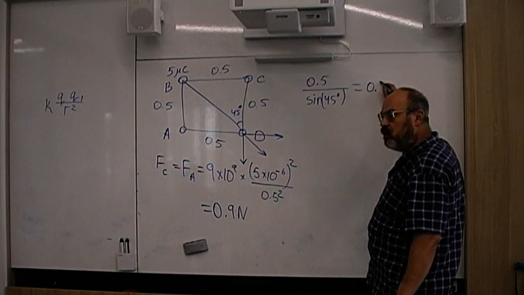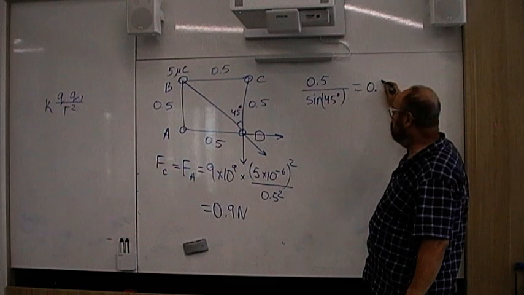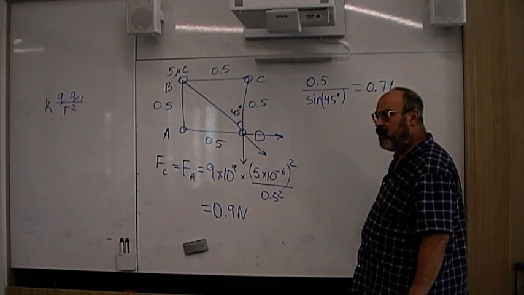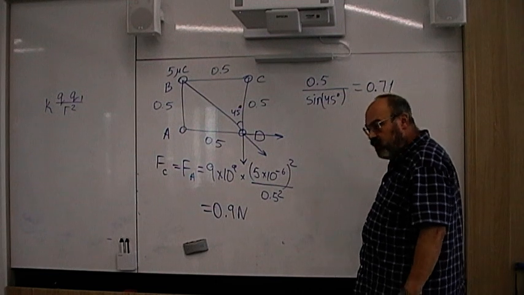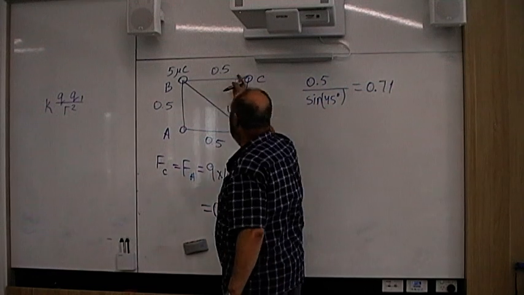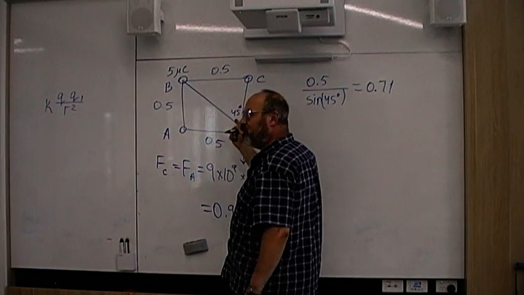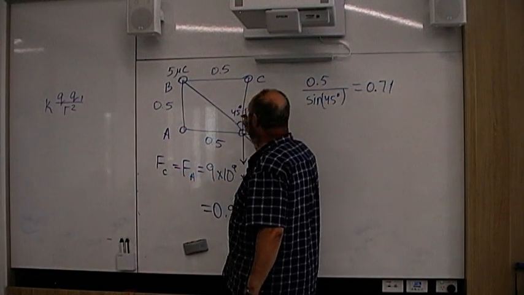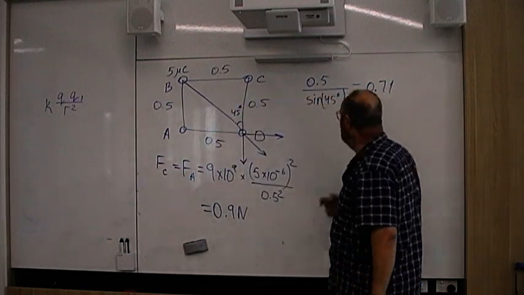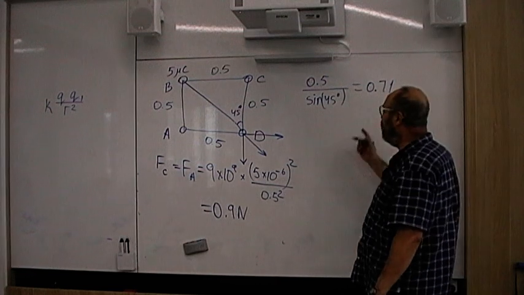Should we do Pythagoras? It is 0.71 if you round it. Yeah, we can do Pythagoras because you need r squared anyway. It's the same, but look, this is a right angle triangle. This angle is 45 degrees. We have both sides and need to find the hypotenuse. It's the same. You'll get about 0.71.